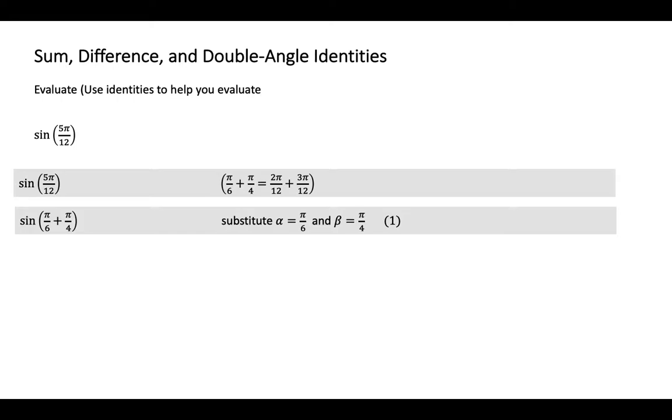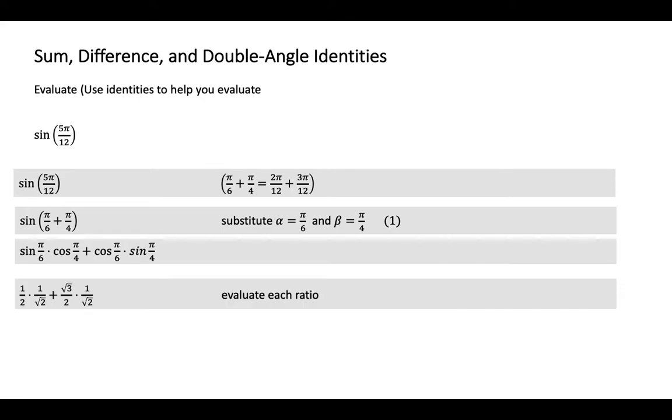I plug that into the right-hand side of that identity. I evaluate each ratio. Now, it might be handy to have your unit circle on hand for this. Now, I could add this and rationalize the denominator, but I'm going to think about 1 over root 2. 1 over root 2 from previous lessons can also be considered to be root 2 over 2. So I just substituted those values in. My multiplication is rather easy after this.